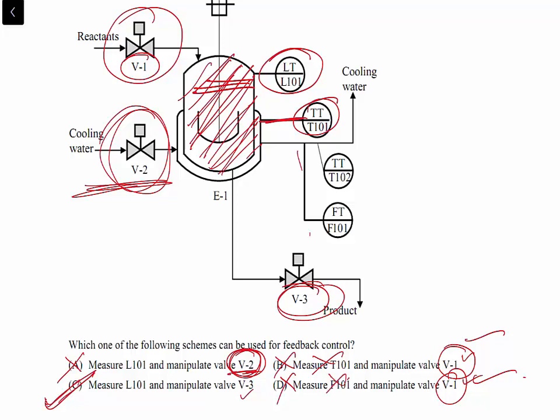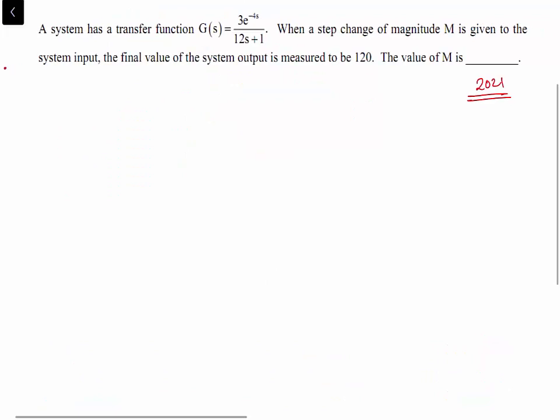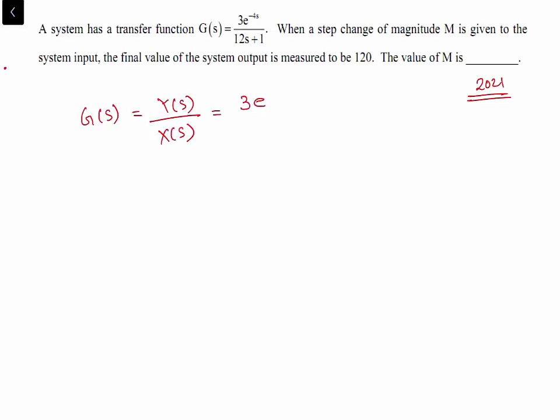तो ओनली सी ऑप्शन, क्योंकि वो लेवल किसका ले रहा है, लेवल कंट्रोलर ऑफ अ रिएक्टर, जो तुम्हारा रिएक्टर है उसका. ओके, so if you read this question, a system has a transfer function, that is G(s). So we can write this as Y(s) by X(s) equals 3e to the power minus 4s upon 12s plus 1.